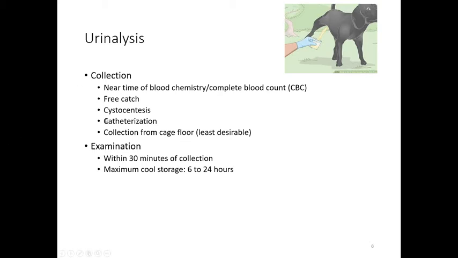This is an example of a free catch. You can see that this person has a glove on their hand. That's really important. That's personal protective equipment. They're using a sterile or very clean container to collect the urine. We usually catch this midstream, so we wait till the animal is urinating, stick it under, try to get at least 8 cc's of urine in that cup. There are other ways to do it.